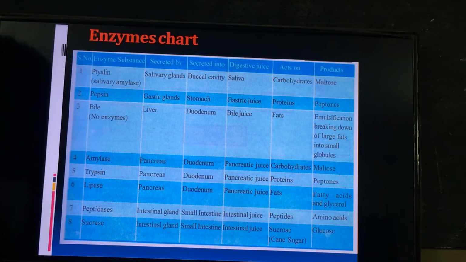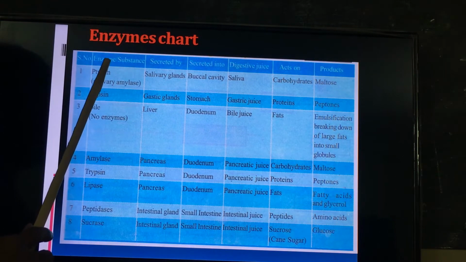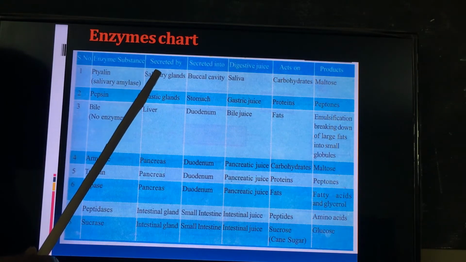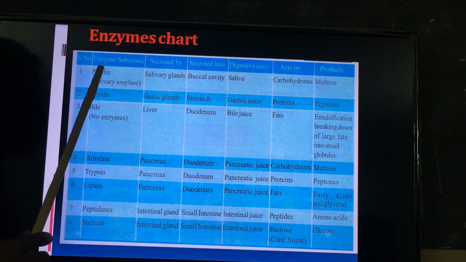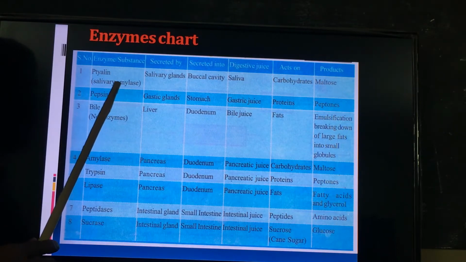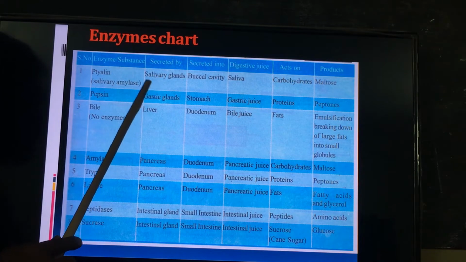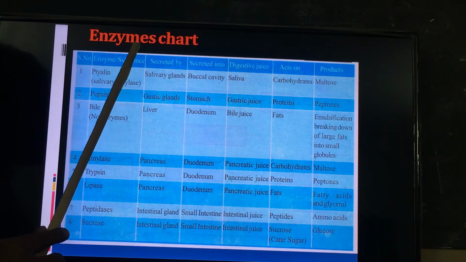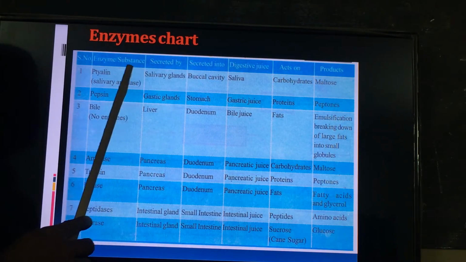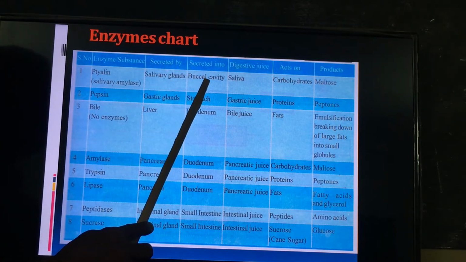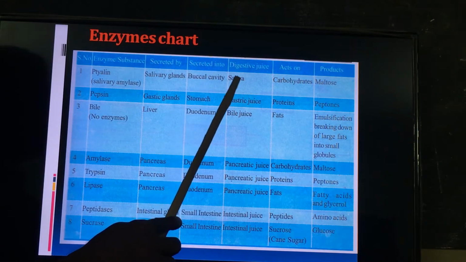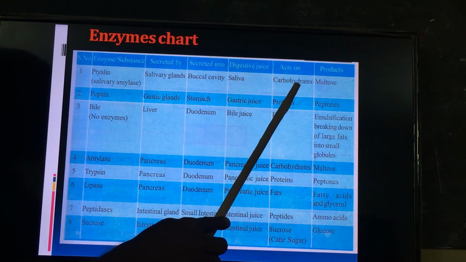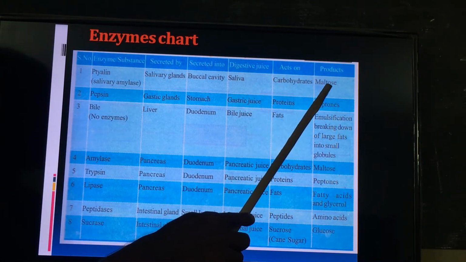We already learnt this in the previous class. Ptyalin is released from the salivary glands. The salivary gland releases a juice called saliva, which contains the enzyme ptyalin. This is also called salivary amylase. We learned three pairs of salivary glands: parotid, sublingual, submandibular. It is secreted from salivary glands and released into the buccal cavity or oral cavity. The juice, saliva, acts on carbohydrate, the complex one, and converts it into maltose, the simple one.